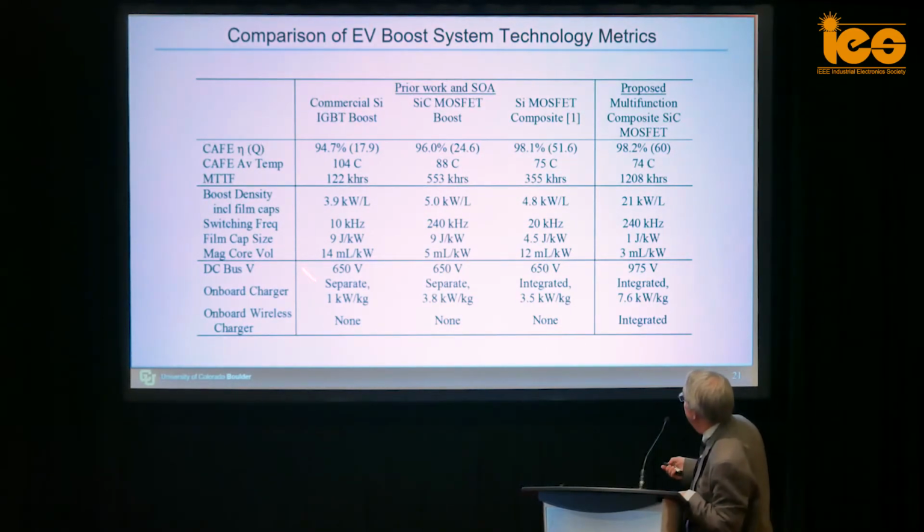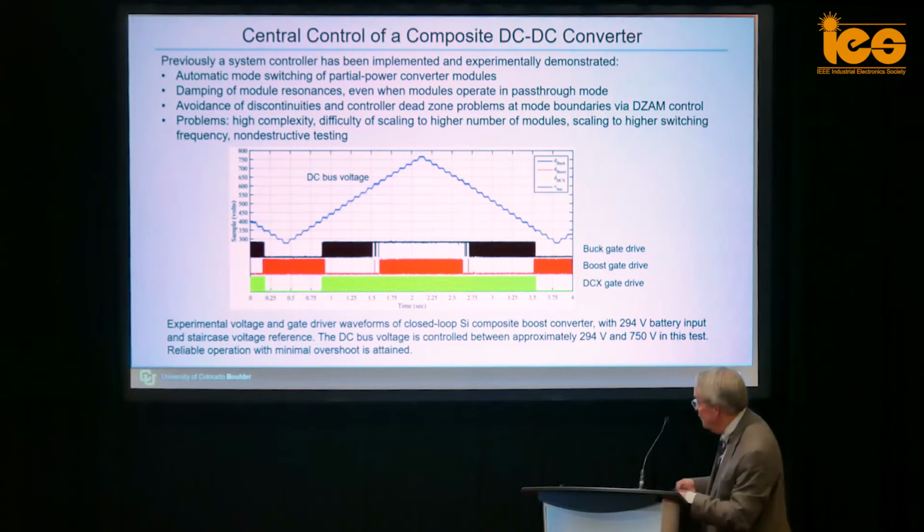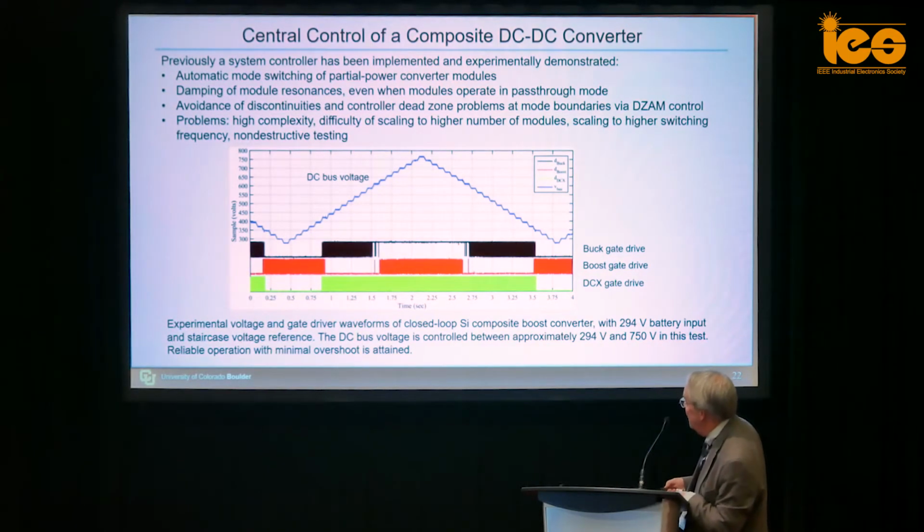This is the same data. I think what I would add here, we're running our silicon carbide converters at 100 kilowatts at 240 kilohertz. Our film capacitor size is reduced by a factor of almost 10, and our core volume with this high frequency is reduced as well. Controlling the converter, these things are more complicated, and so there are more control problems.